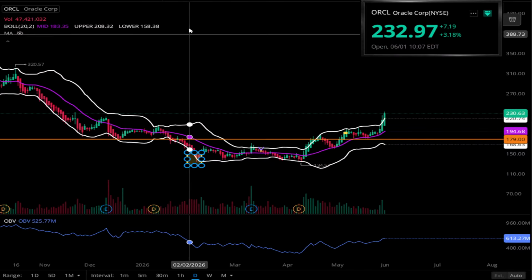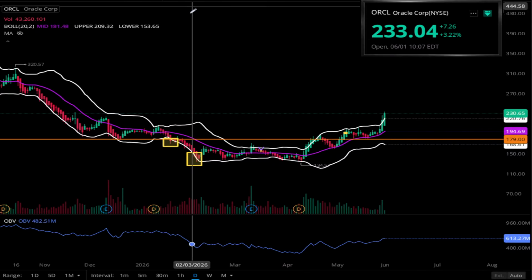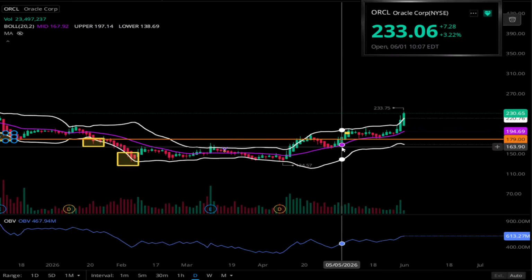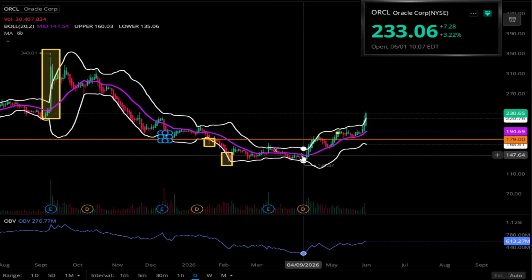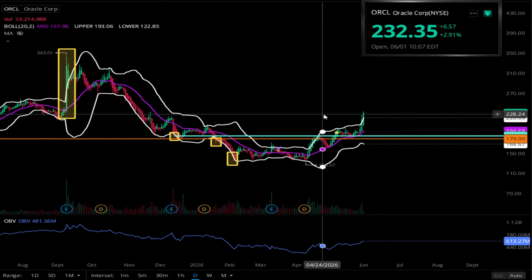Anyway, what are we seeing from Oracle here? Daily time frame. We see lower Bollinger, lower Bollinger, lower Bollinger, and basically all those previous lower Bollinger moves have already gone green. The price is well above that.